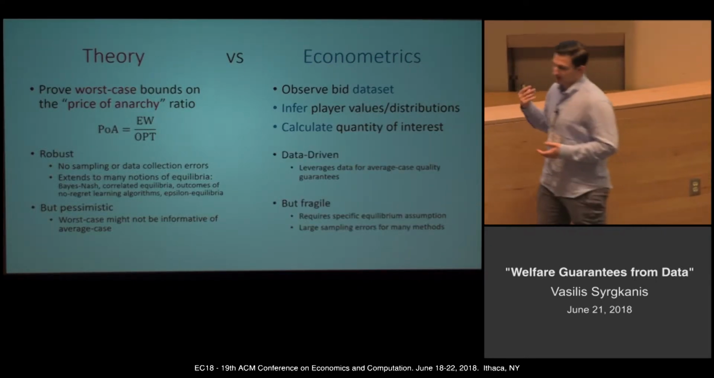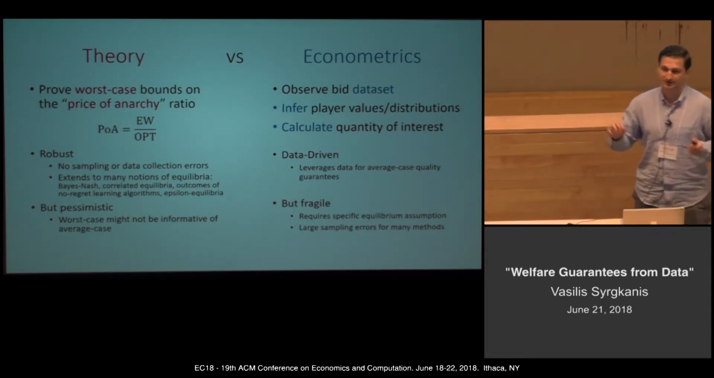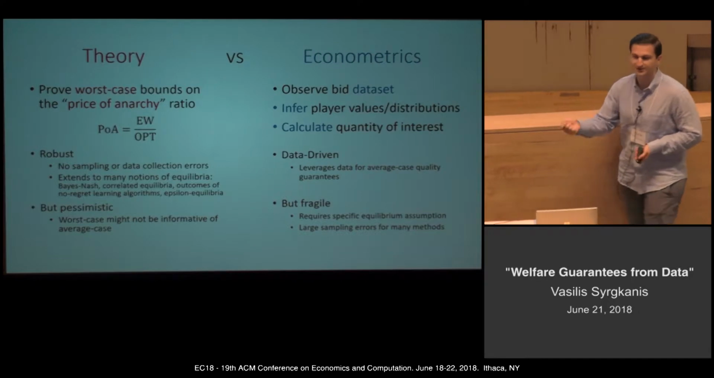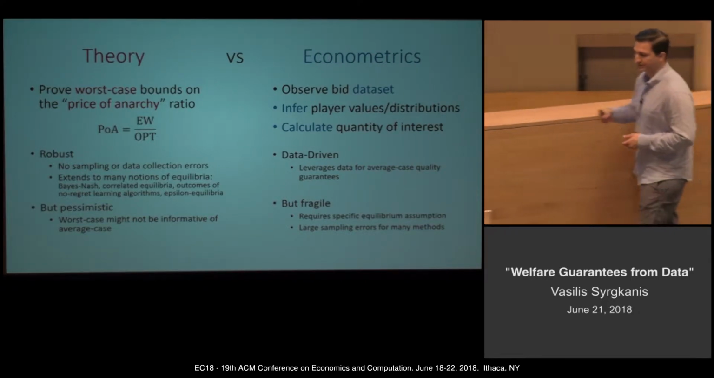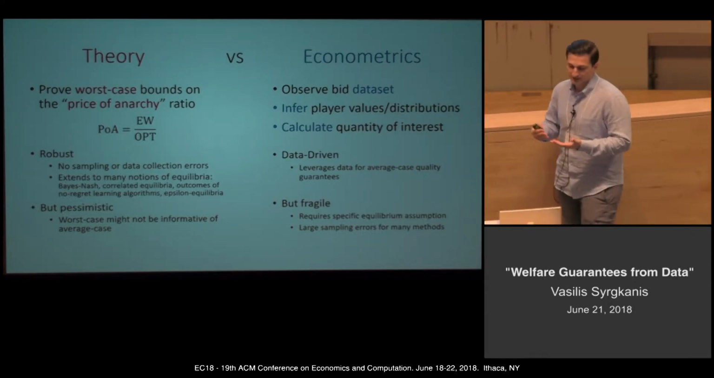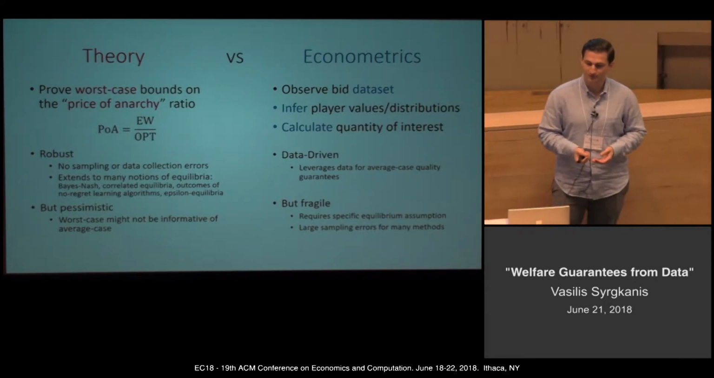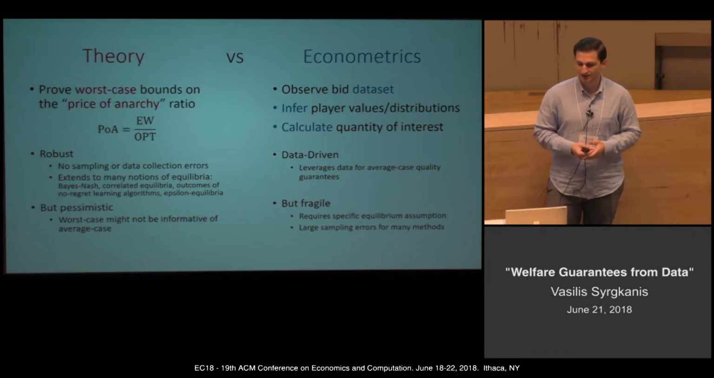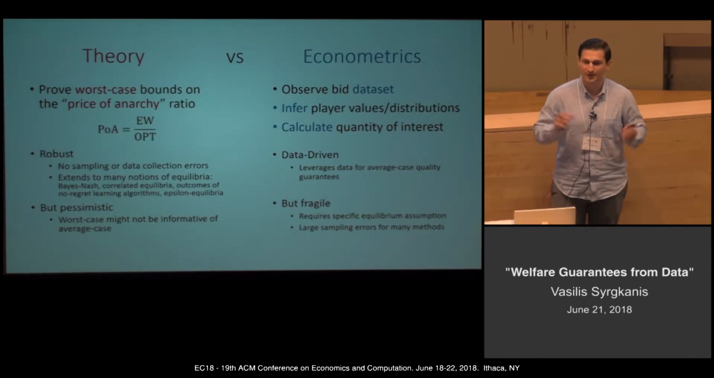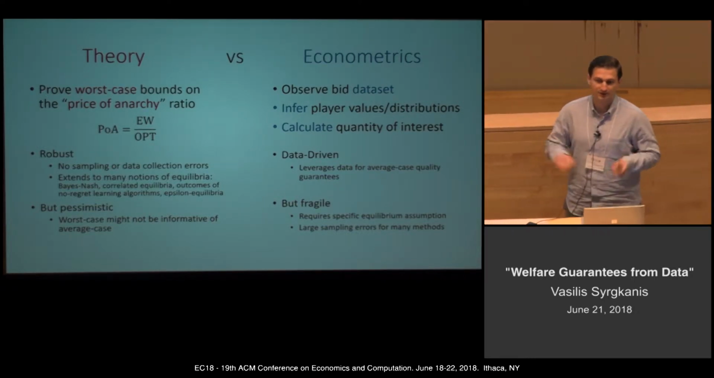On the other hand, the econometrics approach is more data-driven, so it leverages the data to understand the average case quality, the instance-based quality of your auction setting for the particular setting where it's been deployed. But on the other hand, it's very fragile in that it requires some specific notion of equilibrium most of the time, and the sampling errors typically depend on non-parametric estimation approaches, which are terrible in finite samples.